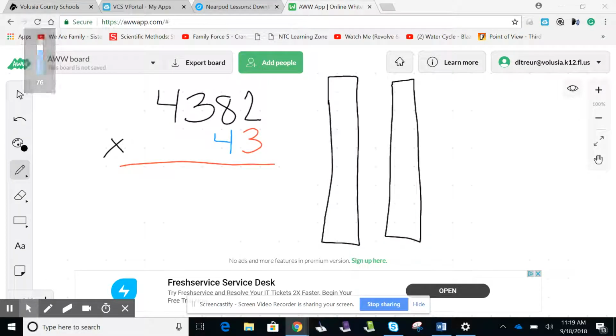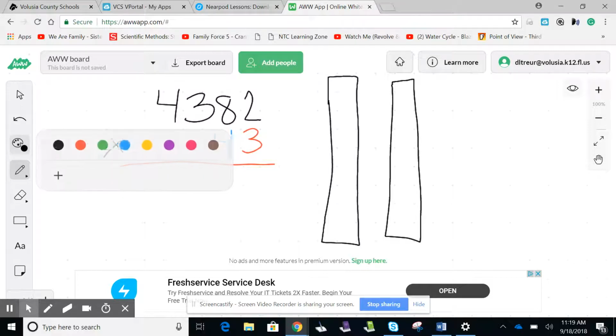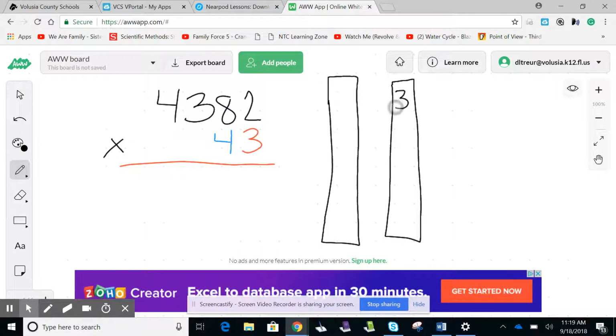Okay, so I need to show you how to do the standard algorithm, and your parents are probably very familiar with it; they've seen this before. Right here I have two bars that I've created. They need to be pretty big ones because what we're going to do is skip counting. This is probably not what your family is familiar with.